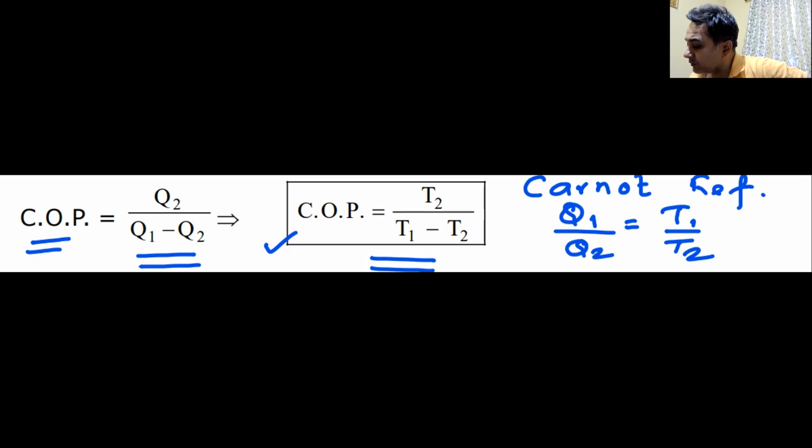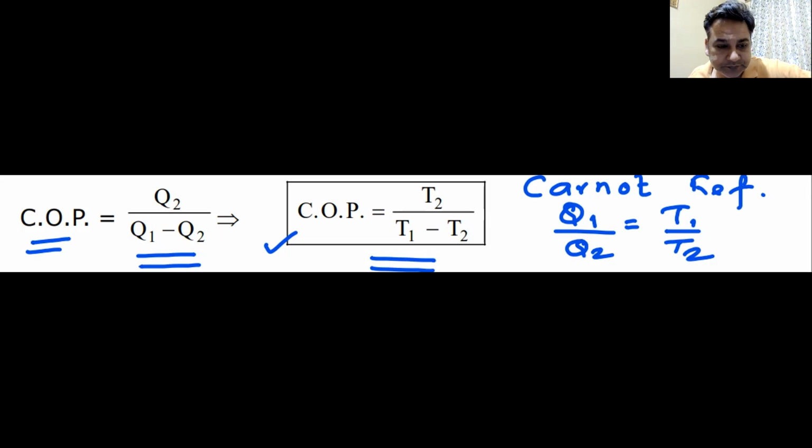Now remember, friends, all the temperatures that we are using in the formula, what unit must this temperature be? What will be the unit of temperature in the Carnot engine? Remember, the unit has to be Kelvin. Do we understand this?